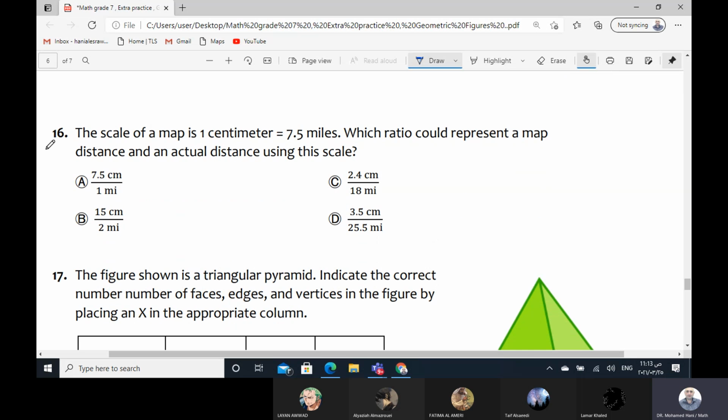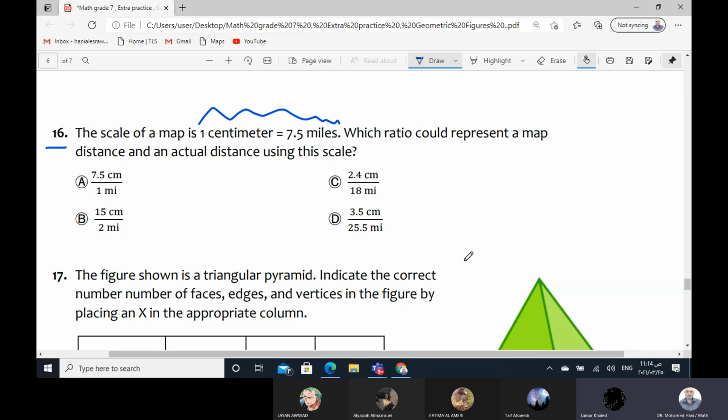Who has exercise number 16? Can I read it? Okay. Mr. Layan. Okay, no problem. Lamar. The scale of a map is 1 centimeter equals 7.5 miles. Which ratio could represent a map distance and an actual distance using the scale?